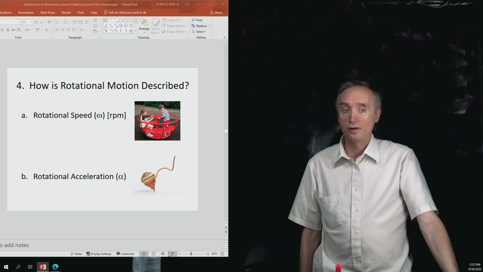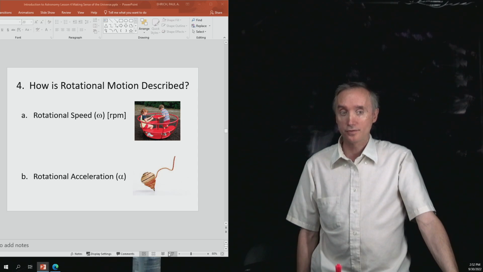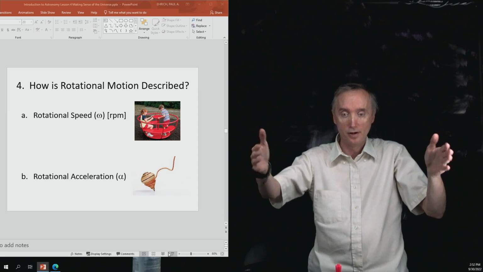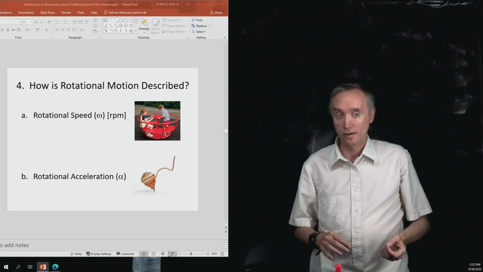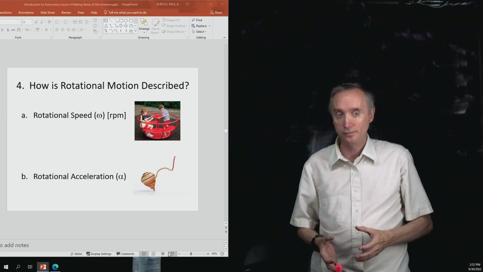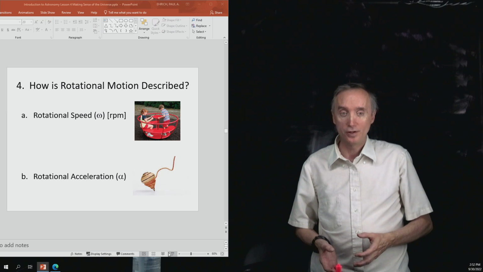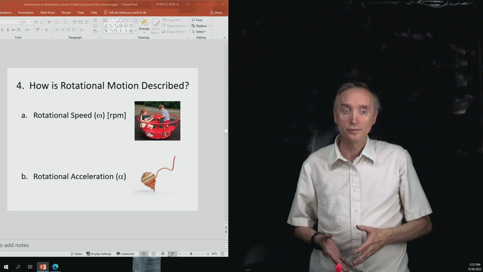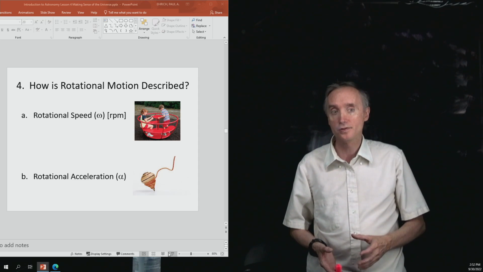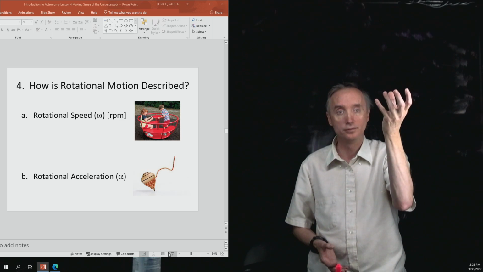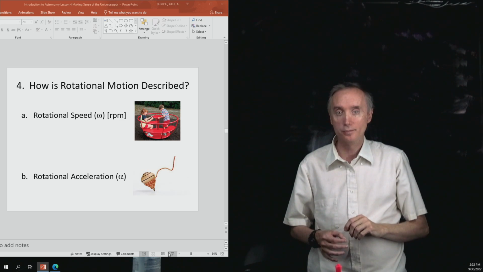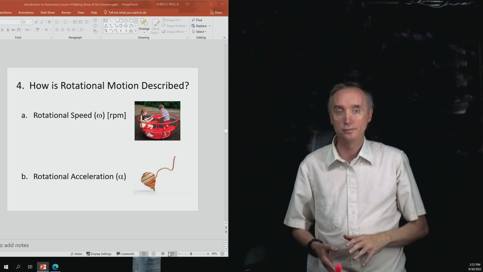And so far, we've been talking about things that are moving in a straight line. So we talked about distance in a straight line. We talked about speed in a straight line. We talked about acceleration in a straight line. We talked about force in a straight line. We talked about momentum in a straight line. But you should remember that in the universe, things are not only moving in straight lines, they're also spinning. So we would like to be able to describe objects that are spinning.